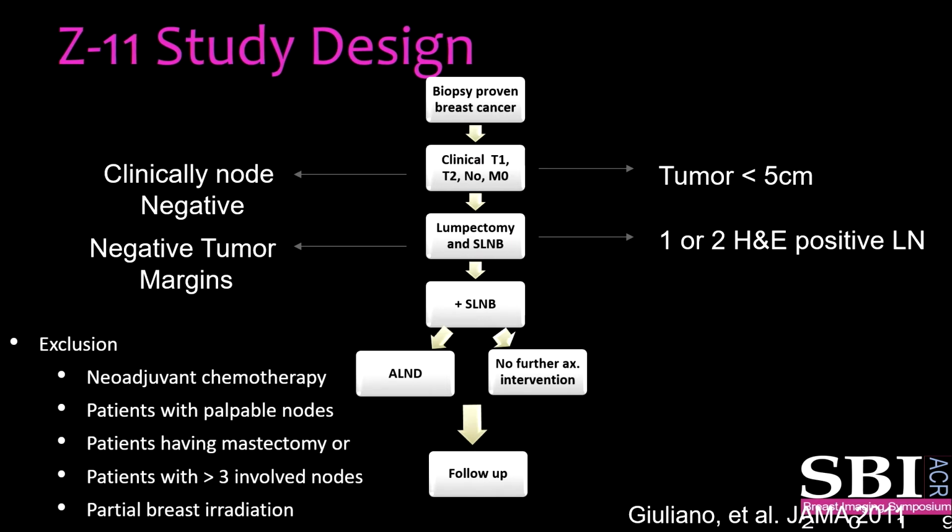They were divided into 2 arms. One arm was patients went to axillary lymph node dissection. The second arm did not have any further intervention. There were some exclusions: the patients with neoadjuvant chemotherapy, patients who had palpable lymph nodes, patients having mastectomy or partial breast radiation, or patients with more than 3 involved nodes were excluded from this trial.